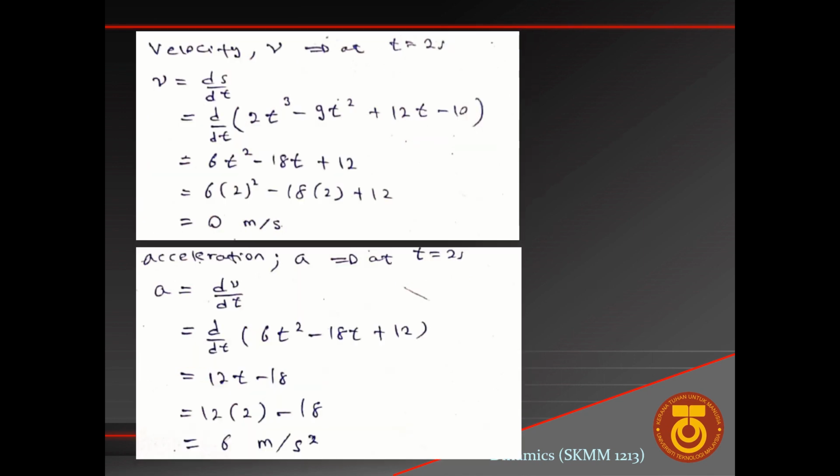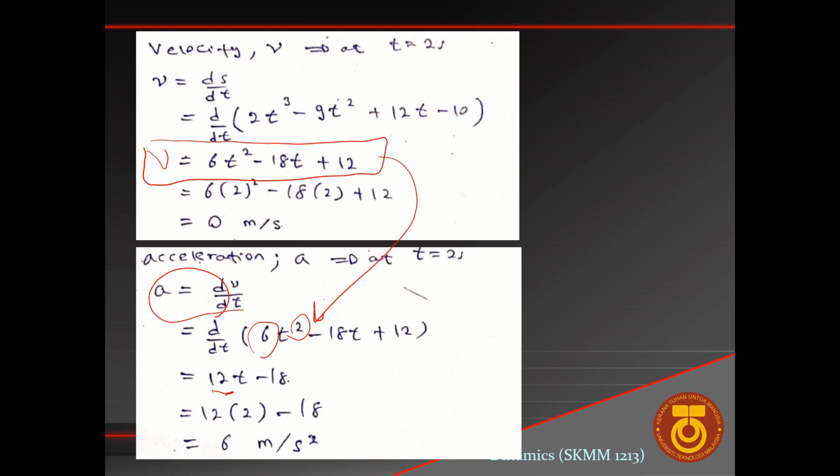Continue. Now you have the equation for the velocity v. You want the a, so you differentiate the v, you get the a. a equal to dv/dt. So put here the equation for v and do the dv/dt. So 6 times 2, you have 12t, and then minus 18. So now you have the equation for a, which is 12t minus 18. The question asks you to find the acceleration at t equal to 2 seconds, so just replace t equal to 2 here, and you get the answer as 6 meters per second squared.